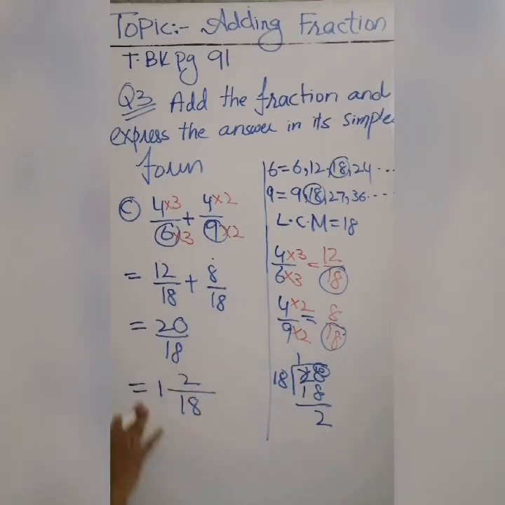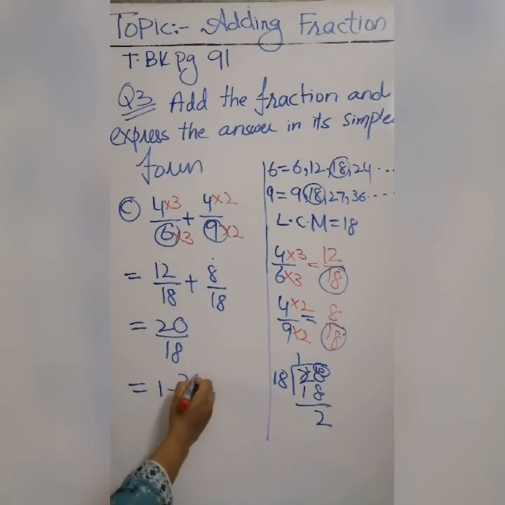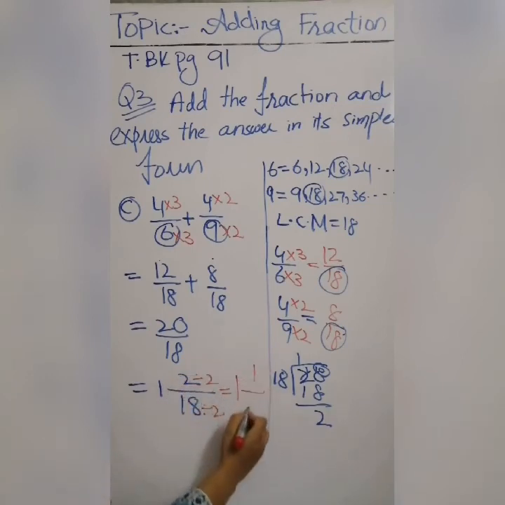Again we look at this whole number and a fraction. This is a mixed number. We look at this mixed number. We can simplify it. Divided by 2, divided by 2. We have 1 whole 1 by 9. This is how we add two different denominators by making them the same.